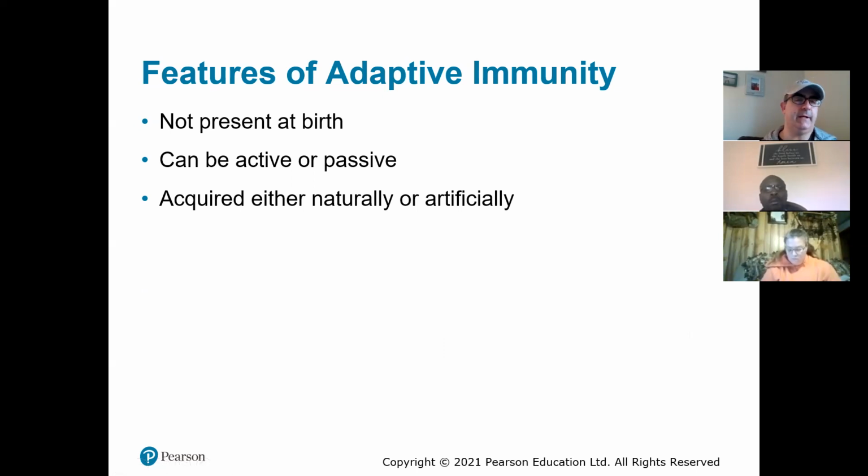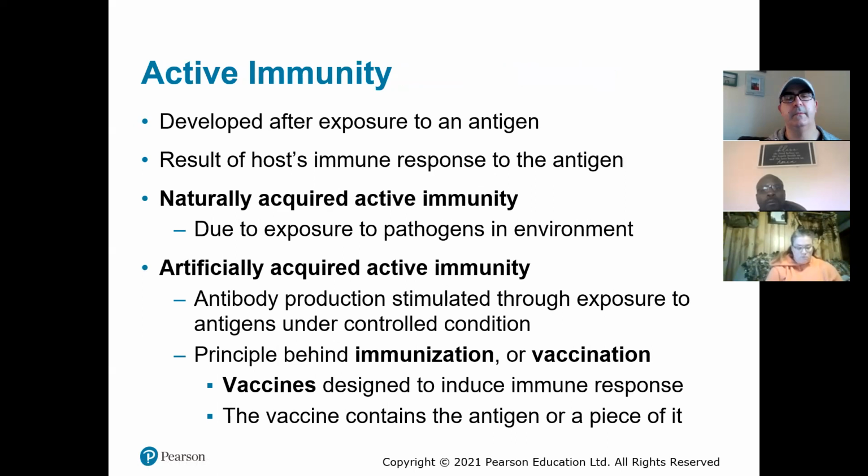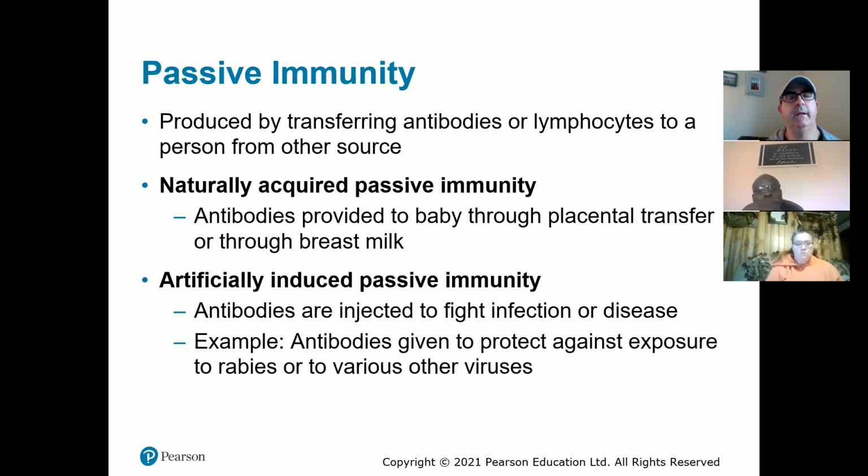So adaptive immunity, just by the nature of it, is not present at birth. It's something that you can develop over time. It can be either active or passive. Like I said, you either can be exposed to a certain virus or pathogen and develop immunity to it, or you can be given vaccinations, which exposes your immune system to a variant of that virus, which will help you develop immunity to it. Okay, so there's active immunity, naturally acquired and artificially acquired, which I've talked about already. Passive immunity, again, can be naturally acquired or artificially acquired.